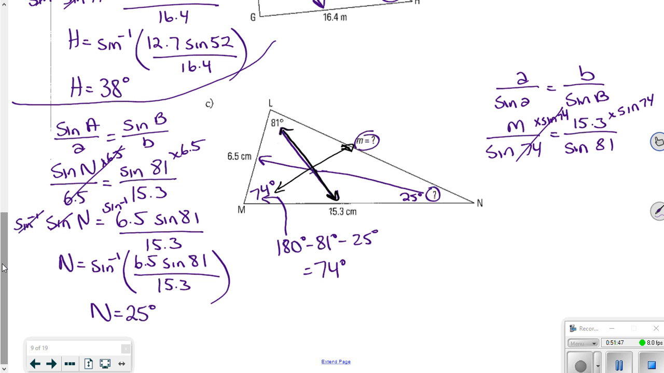So those sine 74s cancel. It leaves me just with m equals 15.3 times sine of 74 divided by sine of 81. When I type all of that into my calculator, m is 14.9, which needs to have units. And my original units in my question was centimeters. This is also centimeters. Okay, so if it asks you for more than one thing, chances are you're using your formula more than one time.